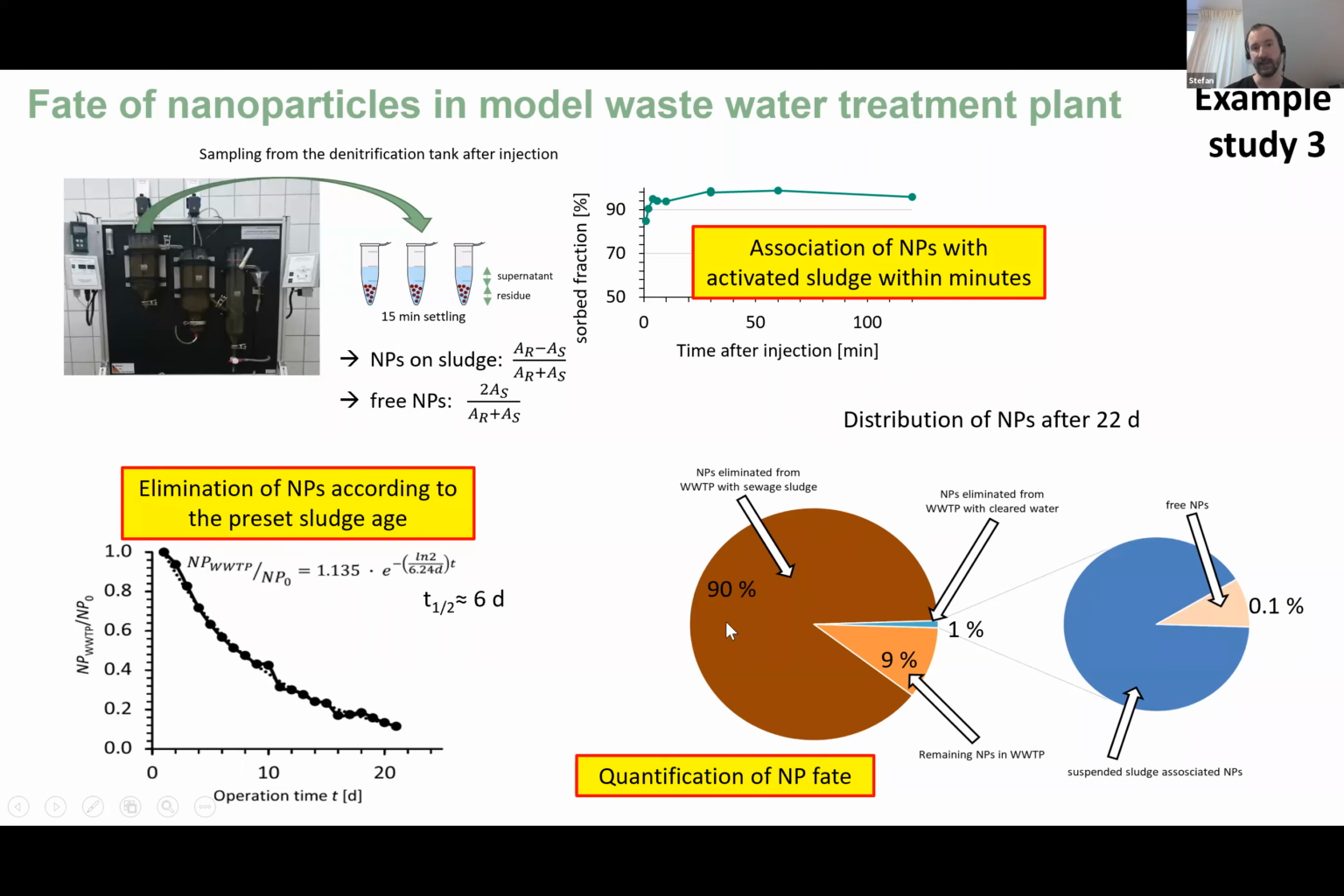And then, at the end of our experiment, we could quantify the distribution of the nanoparticles. At the end, 90% of the nanoparticles had left the wastewater treatment plant with the sludge, 9% remained, and 1% got eliminated with the water. From this water, we sampled and filtered, and we could say that the free nanoparticles were just 0.1%, and the others were sludge associated.